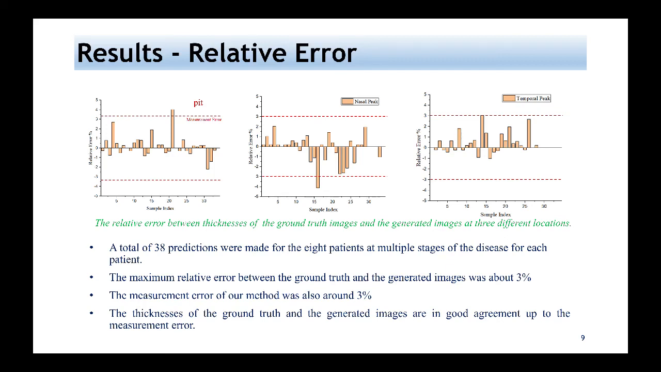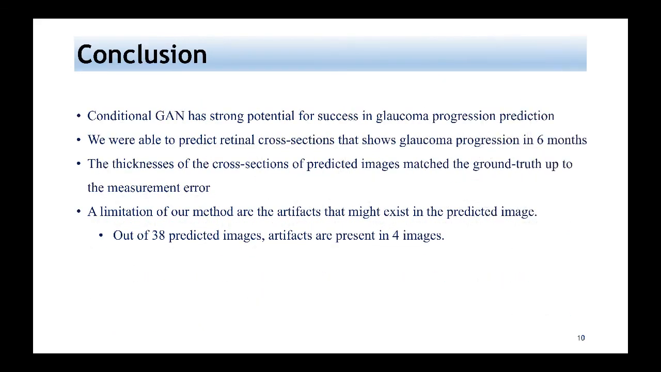The maximum relative error between the ground truth and the generated images was about 3%, and the measurement error of our method was also around 3%. Hence, the thicknesses of the ground truth and the generated images are in good agreement up to the measurement error.